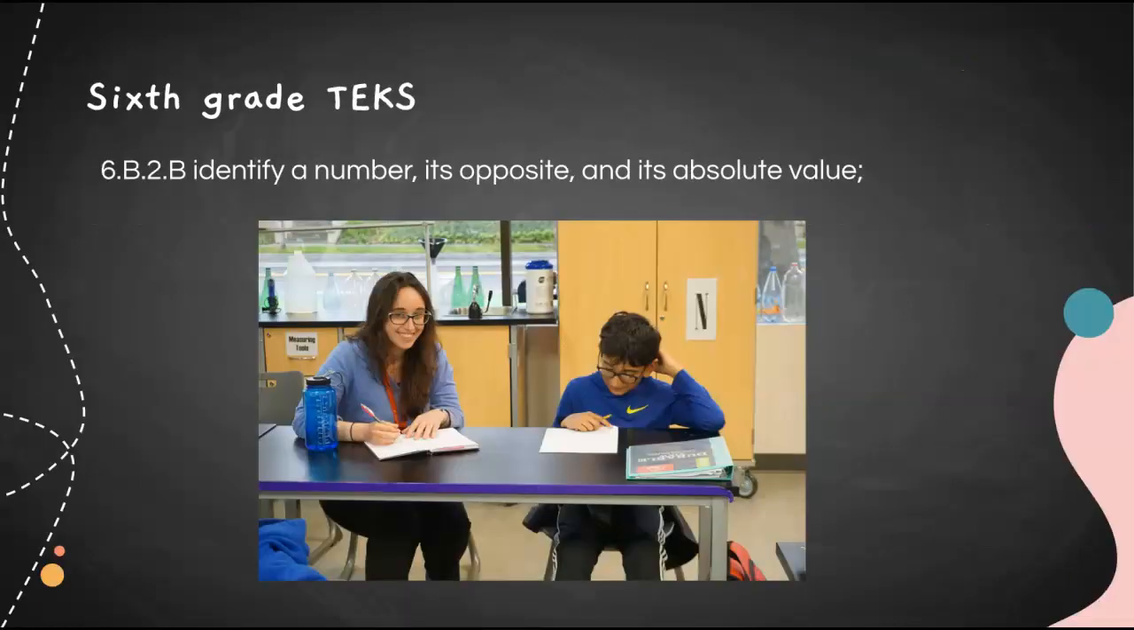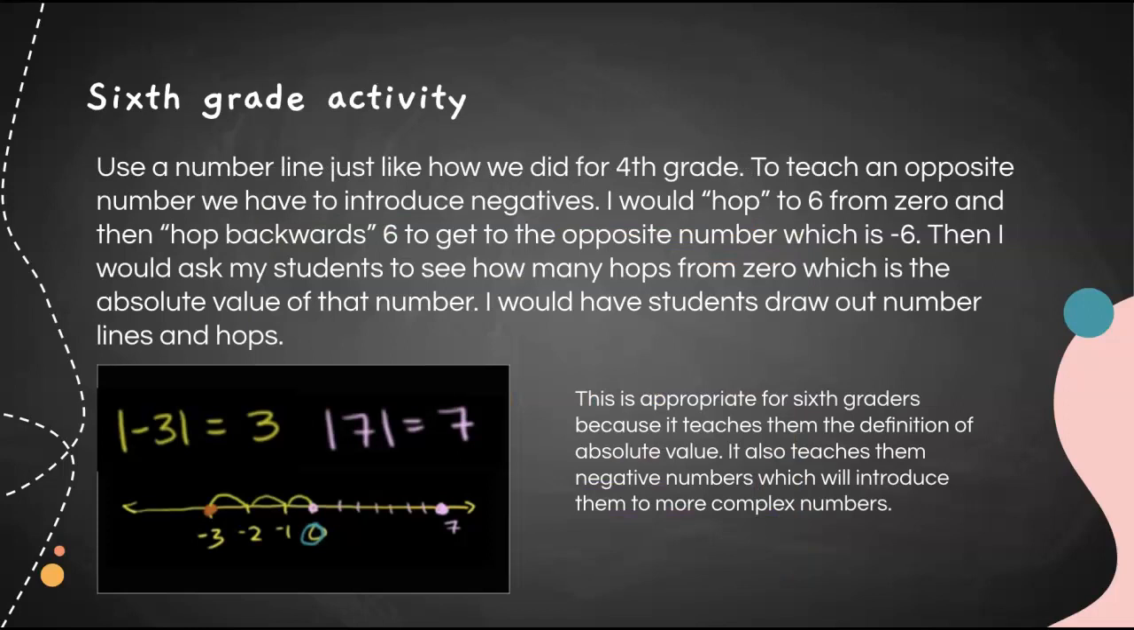For my sixth grade TEK, it is to identify a number, its opposite, and its absolute value. For the sixth grade activity, I'm going to use a number line just like I did for fourth grade. To teach an opposite number, we have to introduce negatives. So I would introduce it through number line hopping. I would have the kids draw a rabbit or a frog to hop from 0 to 6 and then hop backwards from 0 to get the opposite number, which is -6.